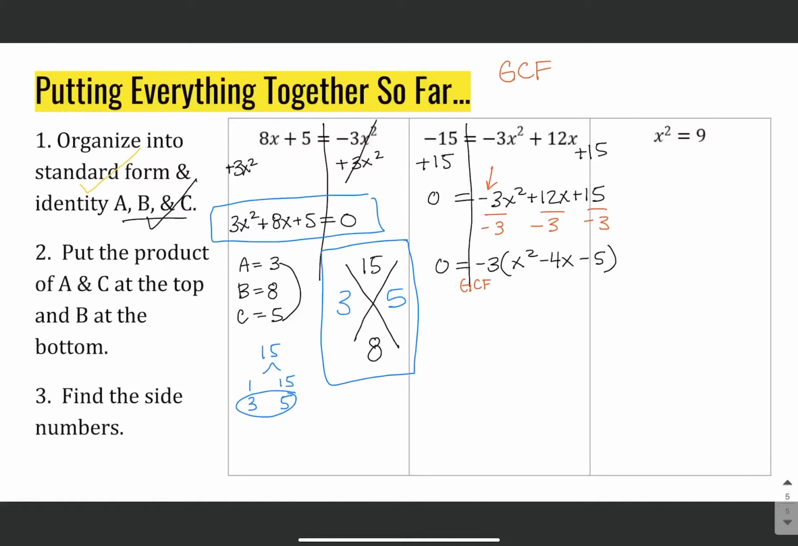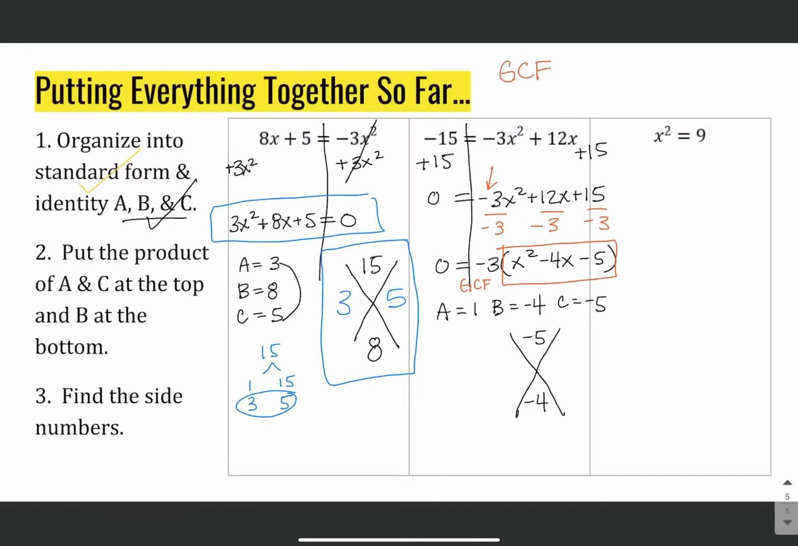So remember that I'm going to be using my standard form from inside these parentheses here. So my a is equal to 1, because again there's a 1 in front of x squared. b is equal to negative 4, and c is equal to negative 5. Next step, I'm going to set up my x method. So I should have a times c up on top. So 1 times negative 5 is negative 5. And b, which is negative 4, is at the bottom.